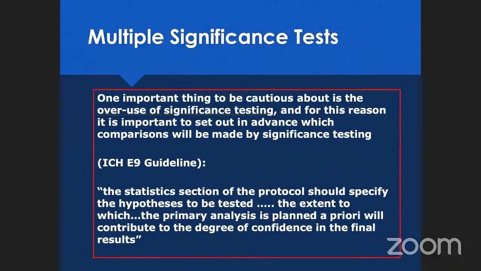With multiple significance tests, one important thing is to be cautious about the overuse of testing, and for this reason it is important to set out in advance which comparisons will be made with the significance testing. According to the guidelines, the statistics section of the protocol should specify the hypothesis that is to be tested and the extent to which the primary analysis is planned, contributing to the degree of confidence in the final result.